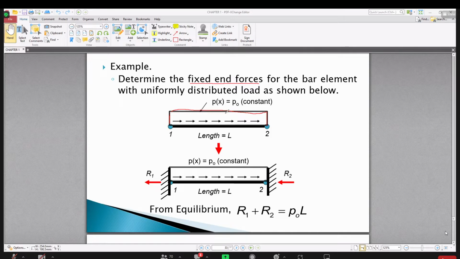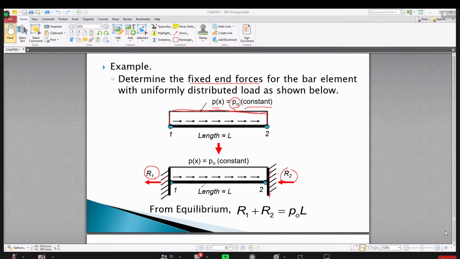So this is easy for us because it is constant, no? It's a uniformly distributed load. So your intensity is simply equal to P sub O, which is a constant. The length is L. Obviously, to get the fixed end forces, it is as if I fix the ends here, and then we get my fixed end forces.